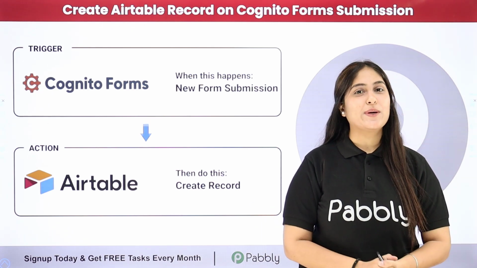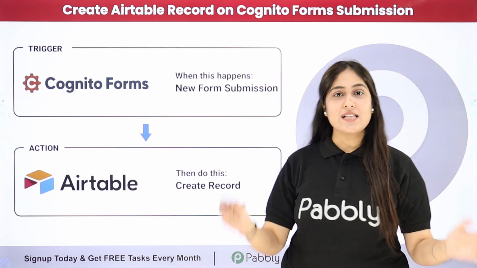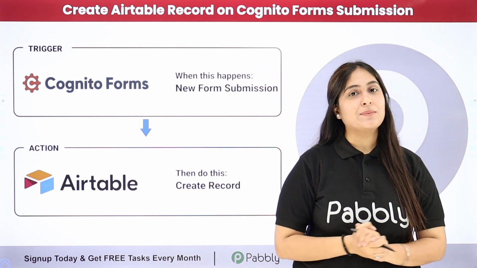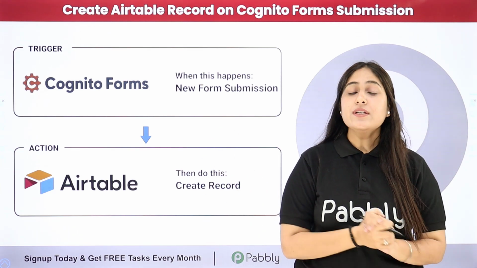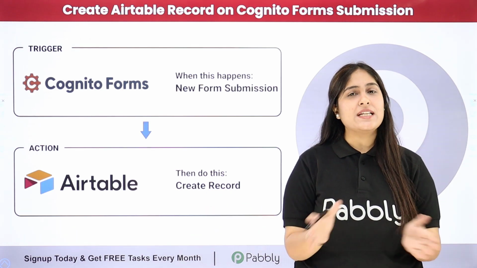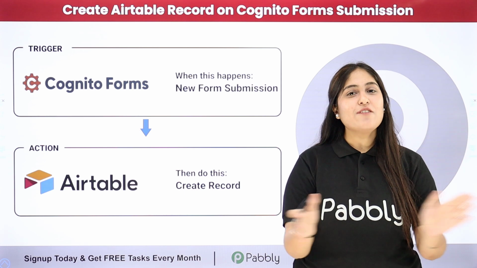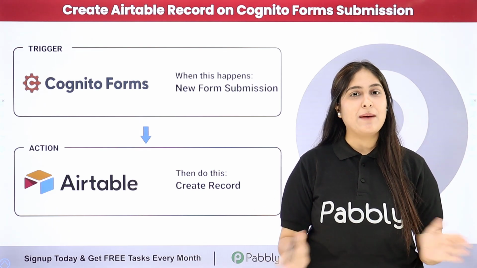So in this video, we are going to understand how to create an Airtable record on Cognito Forms submission. I run an event planning business and we use Cognito Forms to receive new inquiries. Manually adding the inquiries to my Airtable as a new record is a very time consuming task. So I've planned to automate this entire process using an automation software named Pabbly Connect.